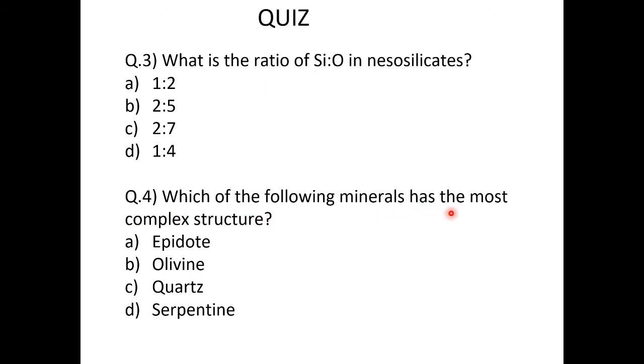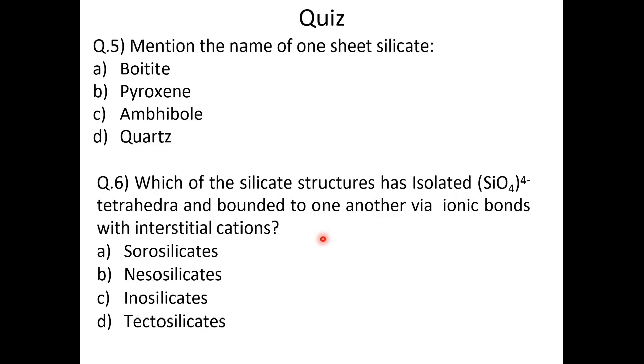And which of the following minerals has the most complex structure: epidote, olivine, quartz, or serpentine? First you need to figure out which one is a nesosilicate and which one is a tectosilicate. Then you can answer whether one of them has a complex structure or not.